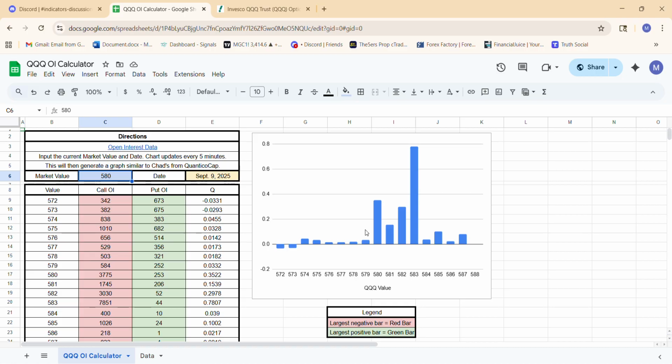If you've got any questions, just hit me up in the Discord. Be happy to address them, answer them. But I feel like this is a pretty good tool that I basically put together for free that gives me all the information that I need to trade the Greeks and come up with levels to match how Chad is currently trading.